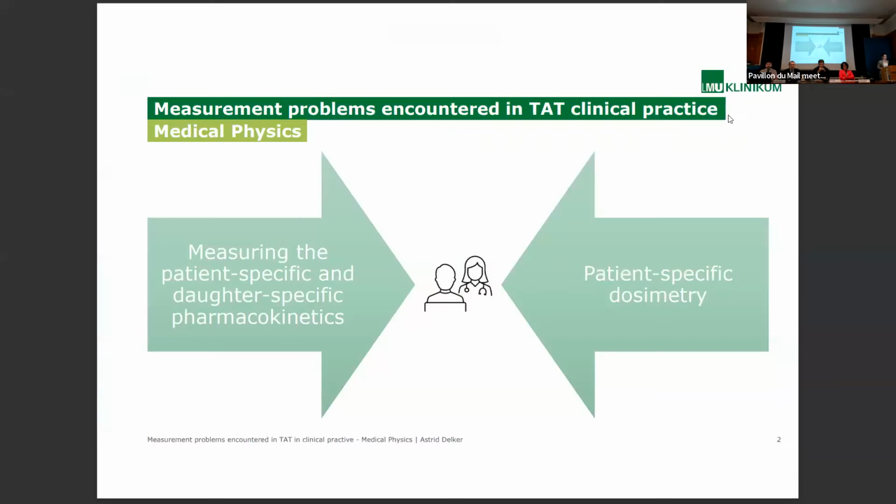So during my presentation, I would like to focus on how we can measure the patient-specific and daughter-specific pharmacokinetics in clinical routine. And here I would like to focus on the actinium PSMA treatment because that's where we have most of the experience with. I would like to focus on that topic because it's really the basis for patient-specific dosimetry.